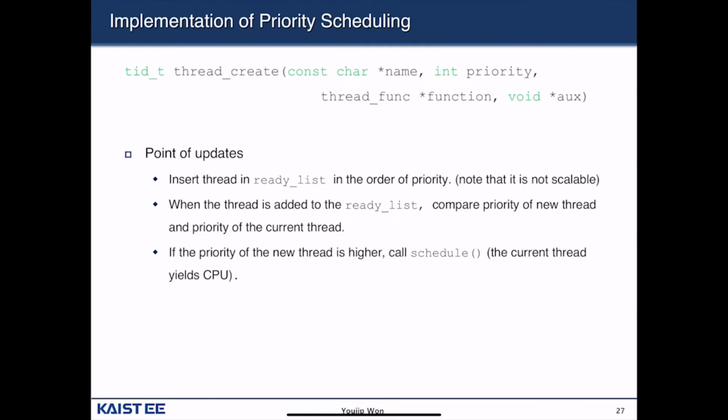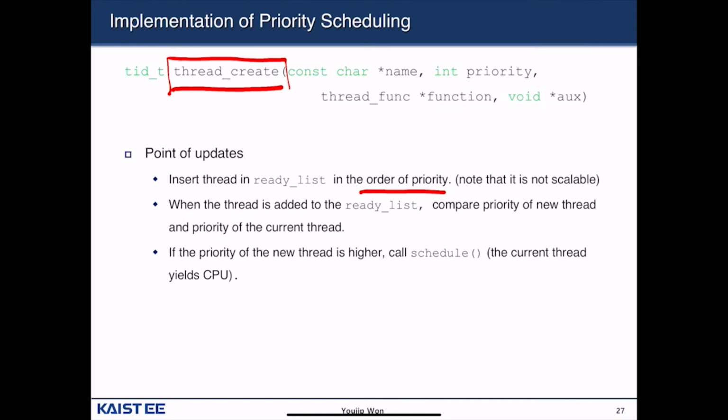In implementing priority-based scheduling, we have to modify a few things. The first thing is that inside thread create, we would like to maintain the ready list sorted with respect to the priority of the threads in the ready list. So when you insert a thread after creating it, you put the thread in the order of the priority. So this is going to be very expensive.